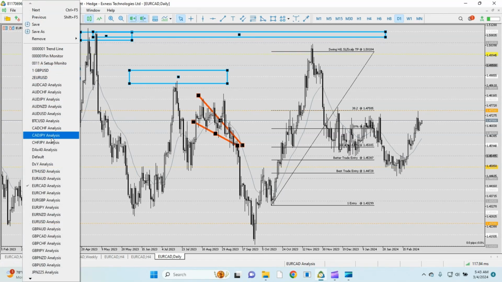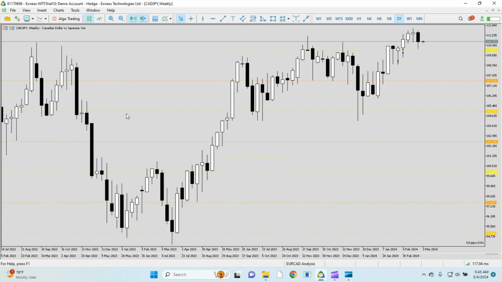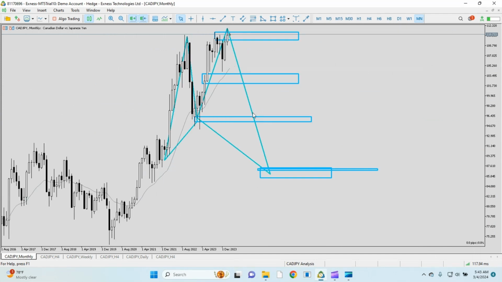Like in CADJPY, I was able to make a prediction. The price is still up, but I'm predicting that the price will come down based on my previous experience, based on my previous study of this pattern in the market. So it also helps you to confirm sentiments. Most times the market will have a sentiment, maybe a bullish or bearish sentiment. And if this sentiment is in tandem with what you have in your chart pattern, you trade with a high degree of accuracy.